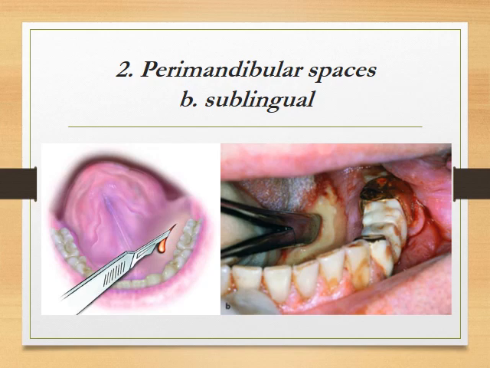If this intraoral approach doesn't cause sufficient drainage, we will have to do a submandibular incision, an extraoral submandibular incision. As we said before, it will be 1 to 2 centimeters below the lower border of the mandible.